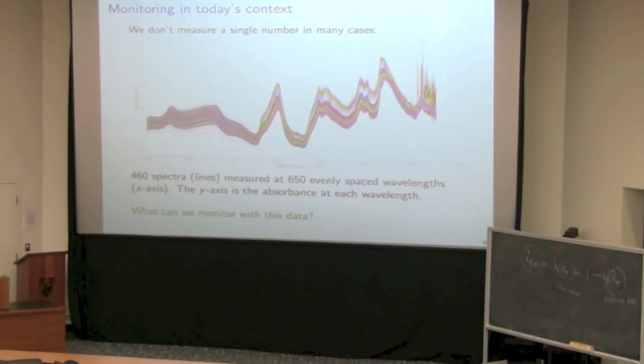What might be a way that you can think of to use those other data effectively? Take a minute, maybe talk with the person around you. How could you effectively use all 650 data points from one of those spectra to monitor the process? Think of at least two ways that you could do this.